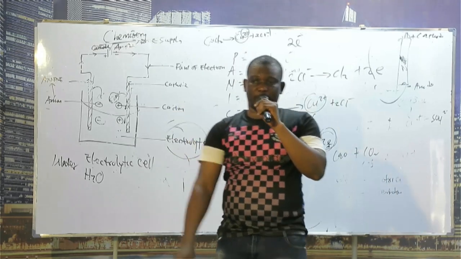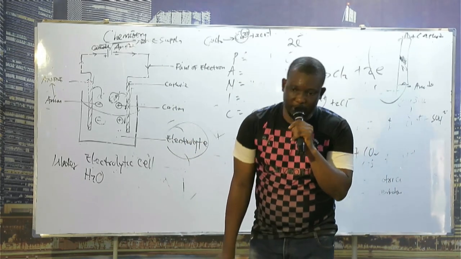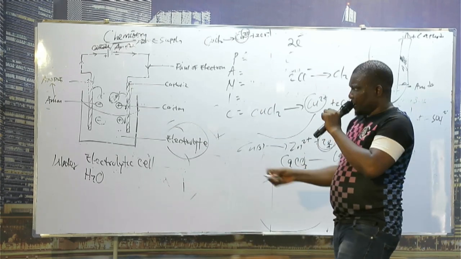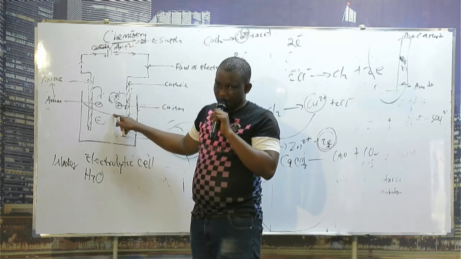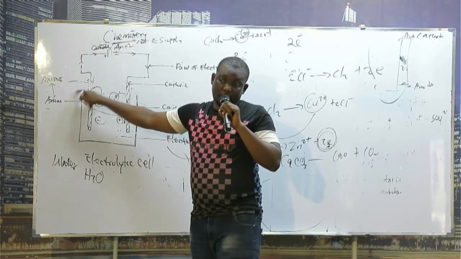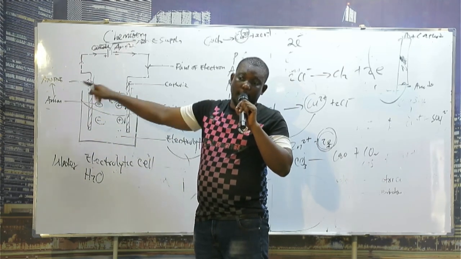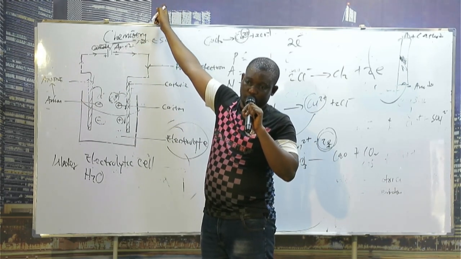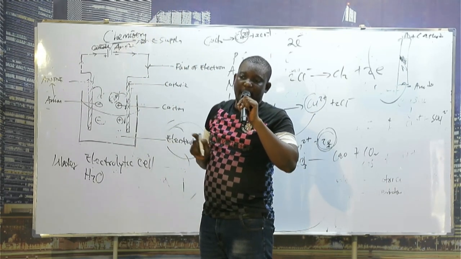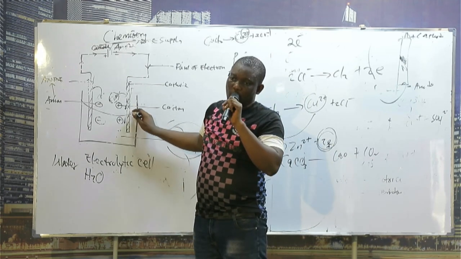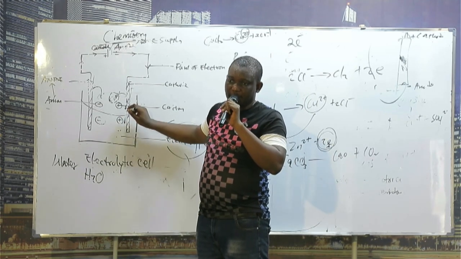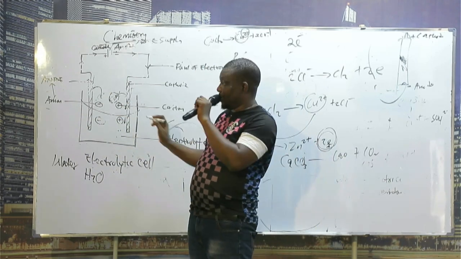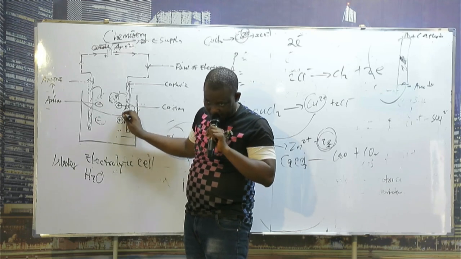Now, if you come to electrolysis, what is quantitative electrolysis? The one where you pass current here. So time is measured in what? Seconds. And then you're asked to find the mass of substance discharged at the cathode or anode. Calculate the mass of copper deposited.